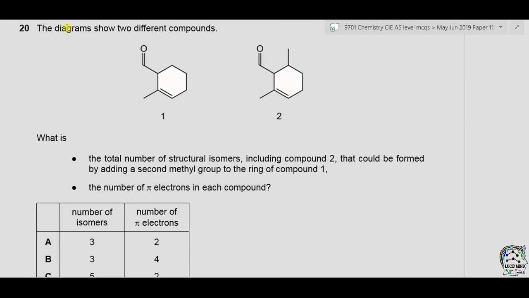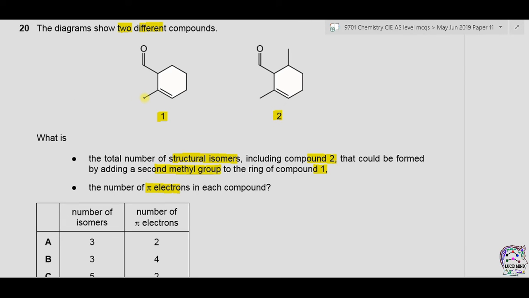Question number 20. The diagrams show 2 different compounds. This is the first one, this is the second one. What is the total number of structural isomers including compound 2 that could be formed by adding a second methyl group to the ring of compound 1. Second is we have to find out the number of pi electrons in each compound. Let's see the difference between compound 1 and compound 2.